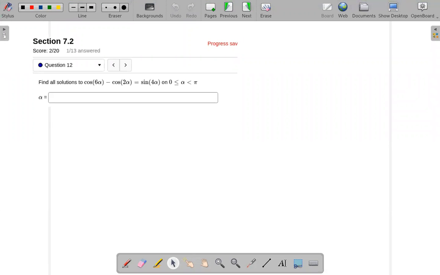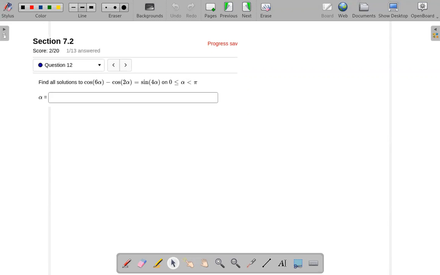All right, so for this one here, we've got to figure out how to get this down to the same argument. So here the argument is 6 alpha, here it's 2 alpha, there it's 4 alpha, and mixing those up like that, we can't really solve. It's got to be all 6 alphas or all 2 alphas or all 4 alphas, or maybe just alphas. So we've got to check out the formulas that we have so far and see what we can do to clean that up a little bit.